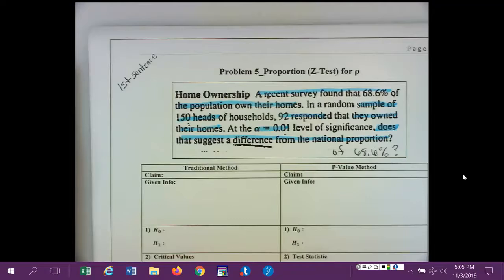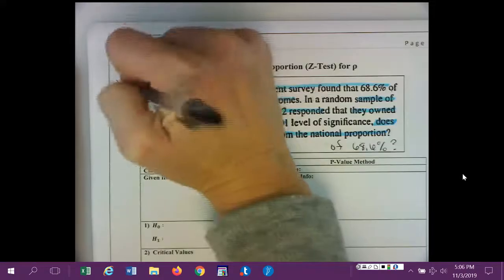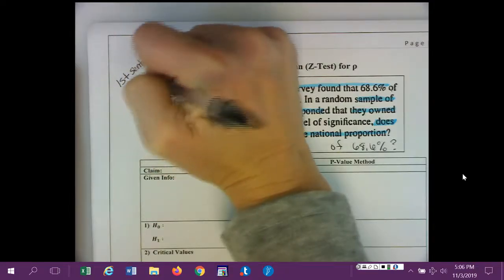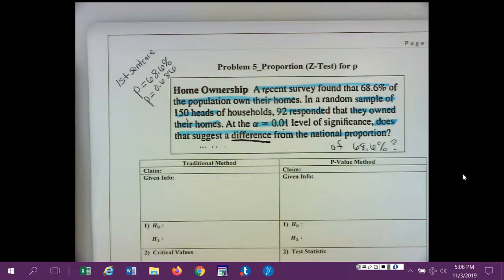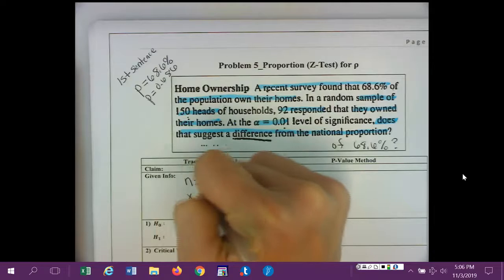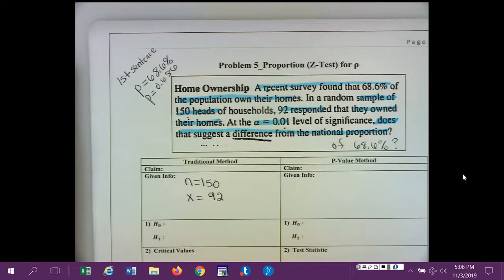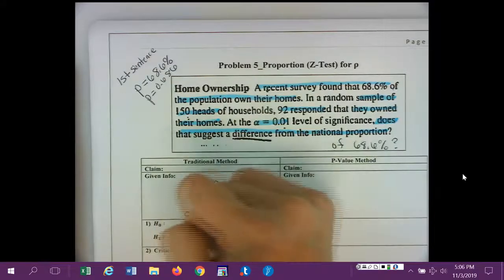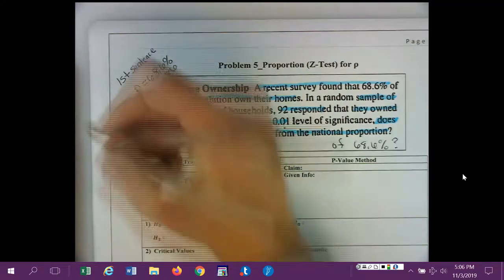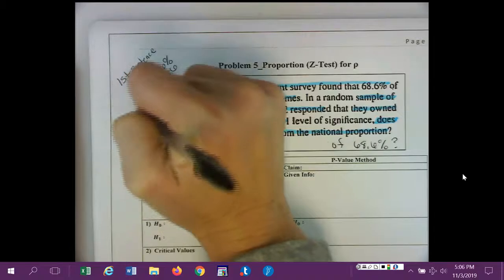that 68.6% of the population own their own homes. That is going to imply equal to. You could also say 0.686. In a random sample of 150 heads of household, 92 responded that they own their own homes. At alpha equals 0.01, level of significance, does that suggest a difference from the national proportion of 68.6%? So the last sentence is a question to us.